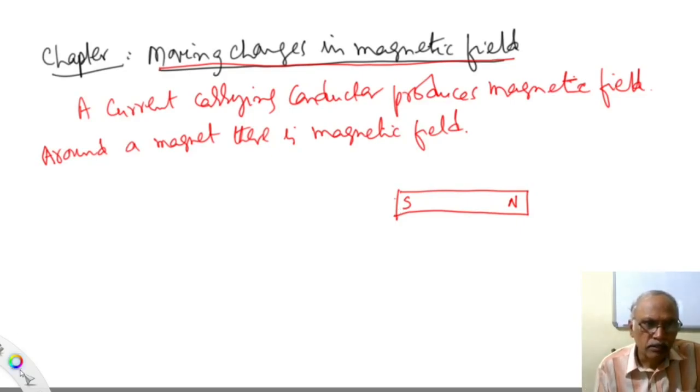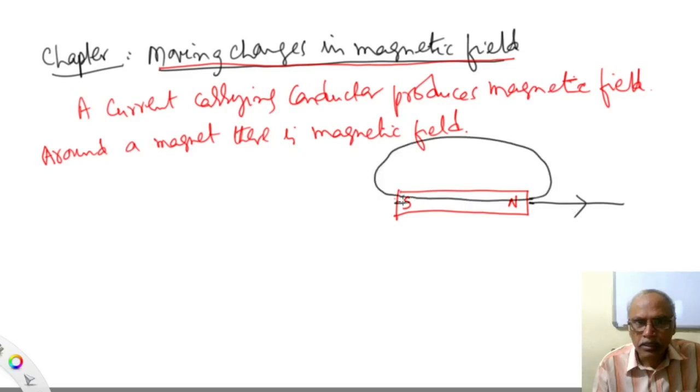In class 10th, you have studied something about the magnetic field around a bar magnet. That magnetic field we can represent by drawing lines. These lines you have to draw from north to south. The magnetic lines are from north to south, and inside the magnet they go from south to north. So this is one magnetic line, and similarly you can draw one more line this side.